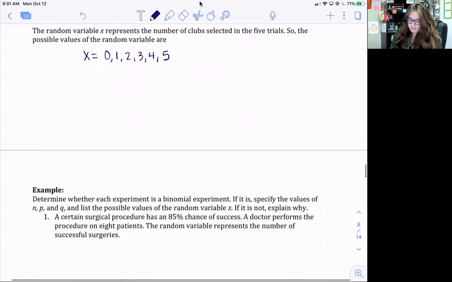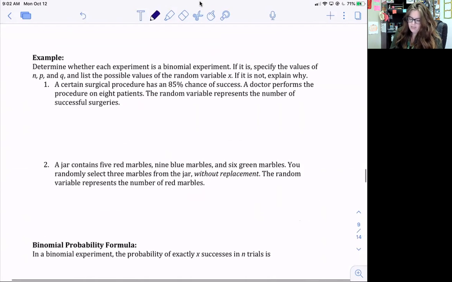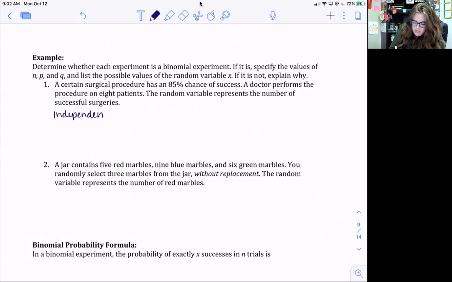All right, so looking at this first example, determine whether each experiment is a binomial experiment. If it is, specify the values of n, p, and q, and list the possible values of the random variable x. And if it is not, explain why. A certain surgical procedure has an 85% chance of success. The doctor performs the procedure on 8 patients. The random variable represents the number of successful surgeries. So we want to make sure that it's independent. And it is, because the second surgery isn't affected by the first.